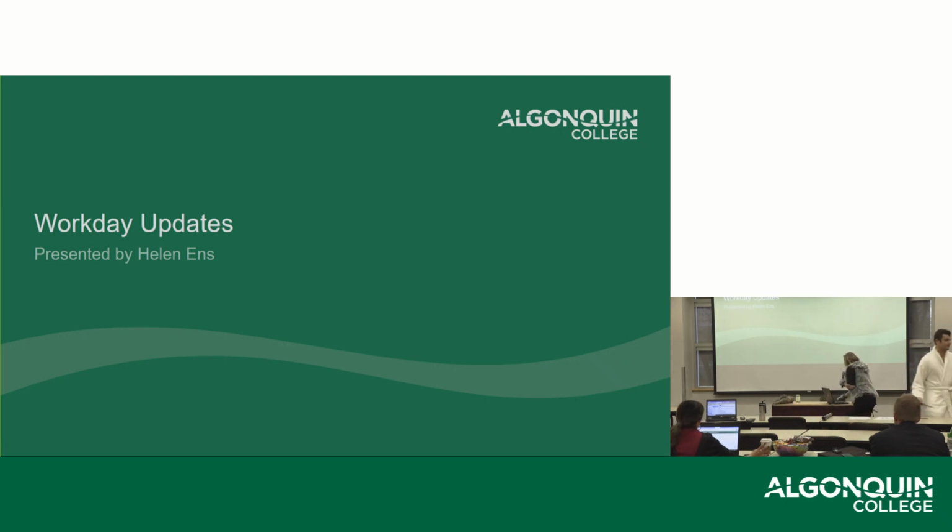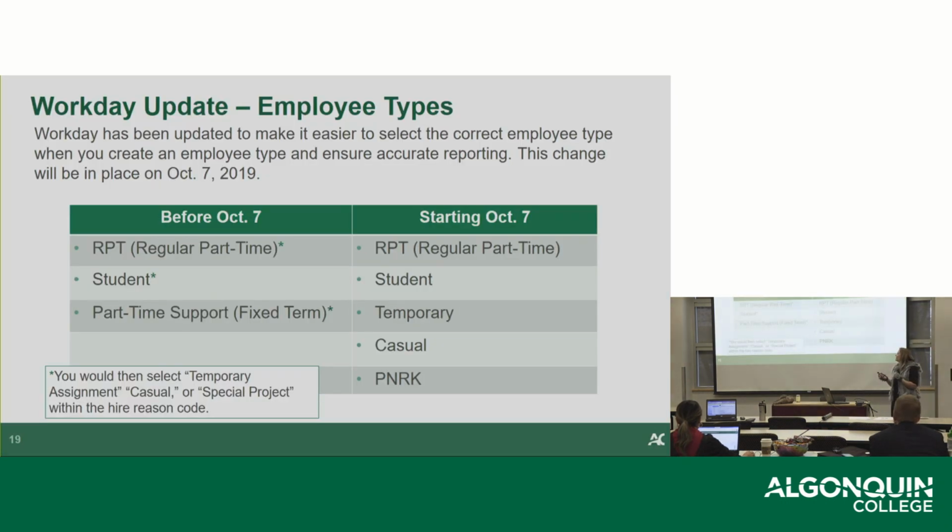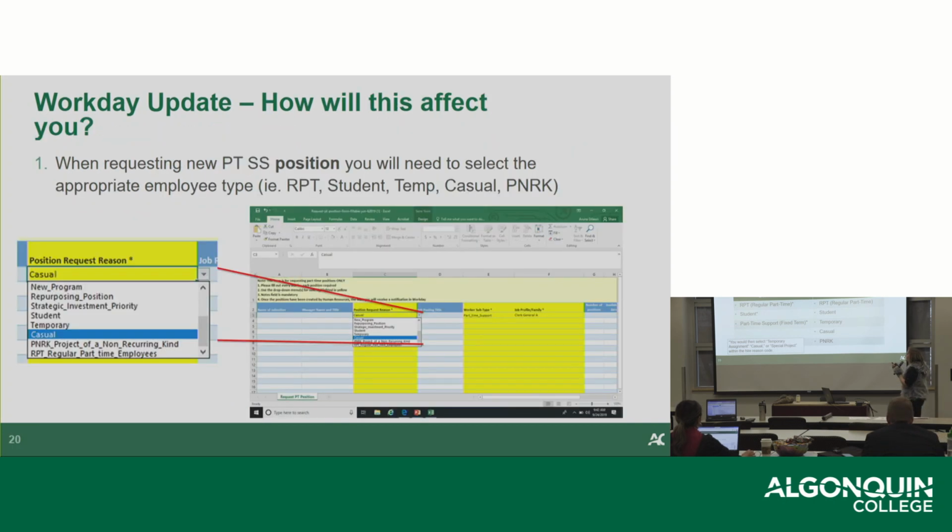Okay, so we wanted to let you know how the Workday updates affect you. And I need a clicker. Thank you. So before October 7th, we had 3 categories for the part-time support staff: regular part-time, student, and part-time support or fixed term. Now the fixed term aspect of it has been expanded to include temporary, casual, and project of non-recurring kind. So you should be able to select this or all of these categories that are part of the collective agreement now in several areas.